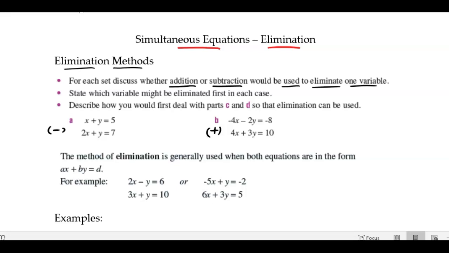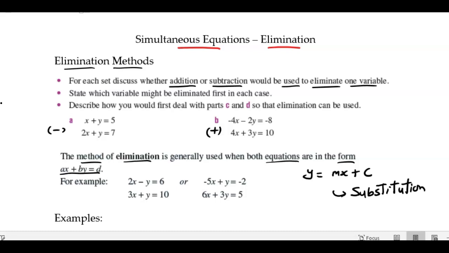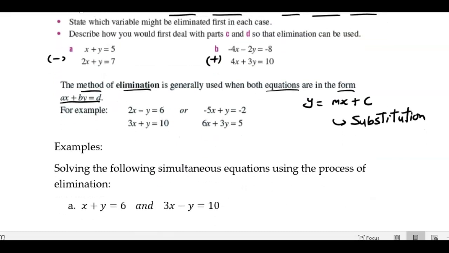So when do we use the process of elimination? The method of elimination is used when the linear equations are in the format of ax plus by equals d. When we have any equation in the form of y equals mx plus c, the preferred method is substitution, which we've looked at in a different video. Now let's jump straight into some examples where we're going to use the process of elimination to find the value for x and y.